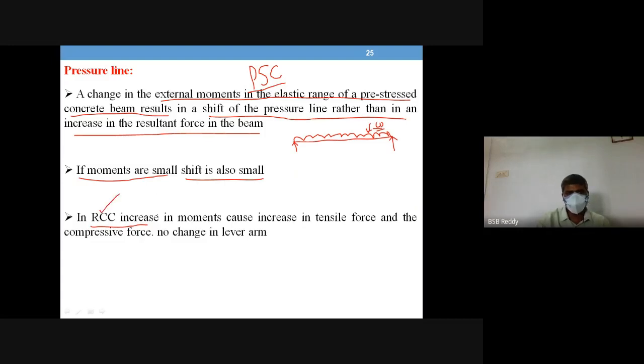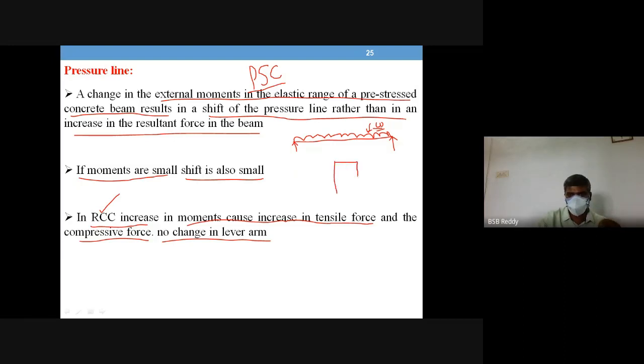Whereas in RCC, an increase in moments causes an increase in tensile force and compressive force, and there won't be any change in the lever arm. The lever arm is fixed. Okay, what is a lever arm? Lever arm means the distance between the tensile force and the compressive force developed in the cross section. So the lever arm is fixed in the case of RCC because of what?